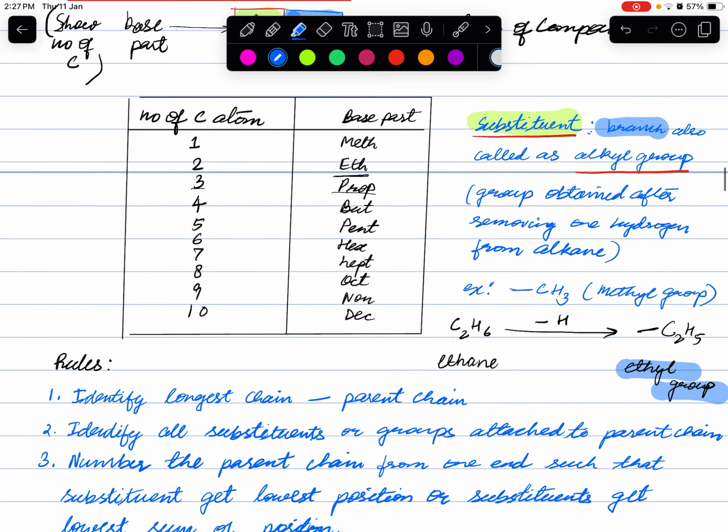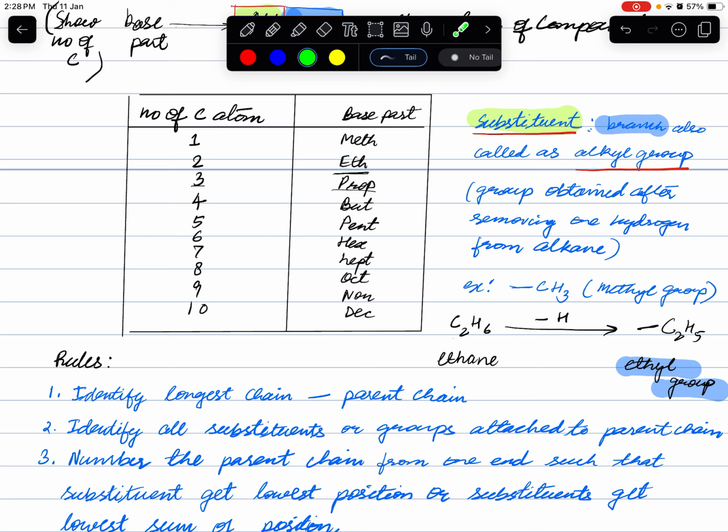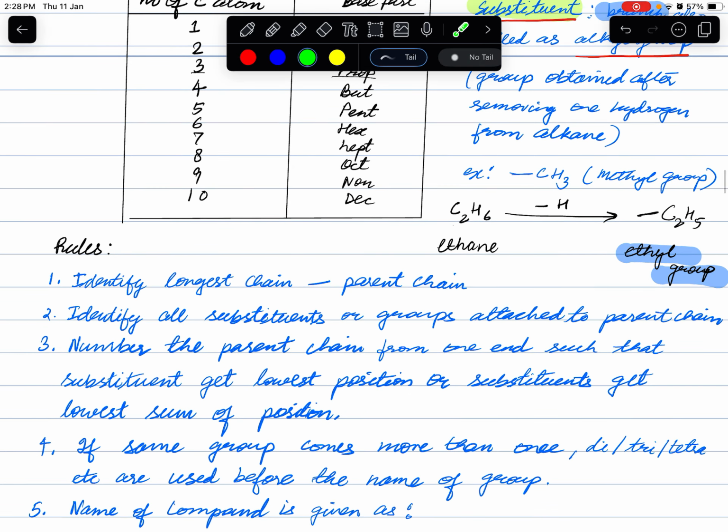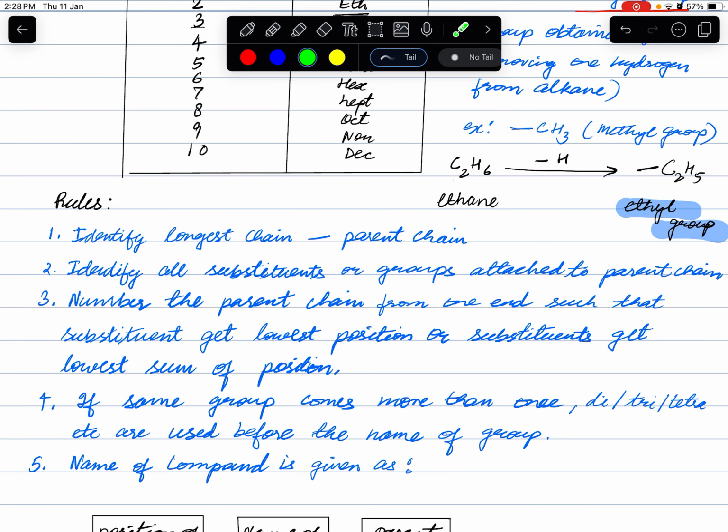Now there are certain rules according to the IUPAC system, and what are these rules? The very first rule: whatever compound is given to you, you write down the structure of the compound. And after writing the structure, you will identify the longest chain or parent chain. This longest chain should be a continuous chain, like for example a wire.